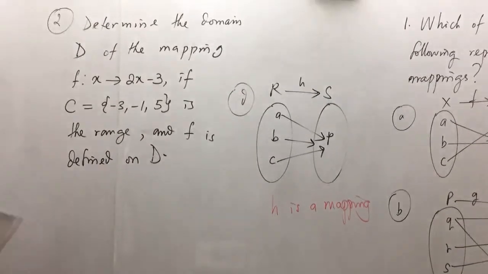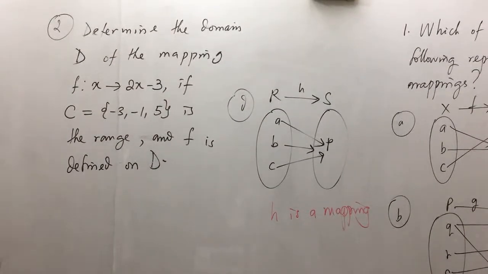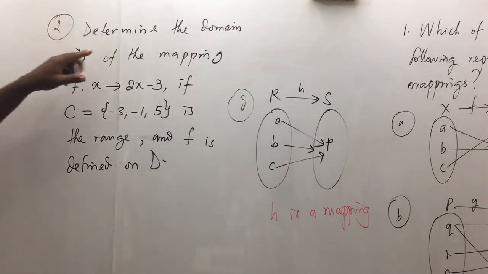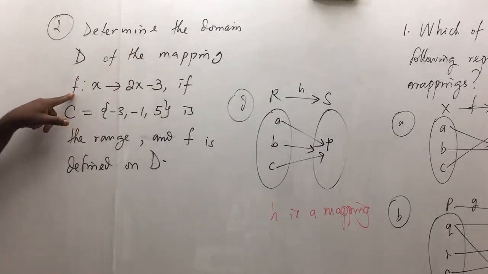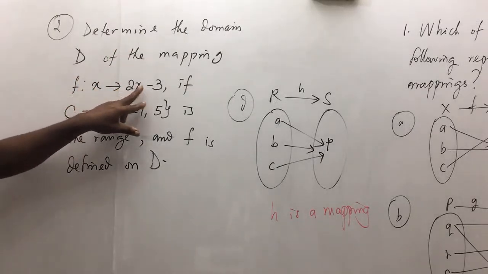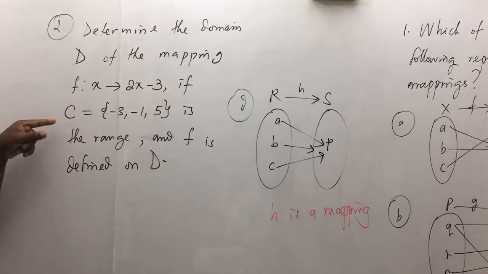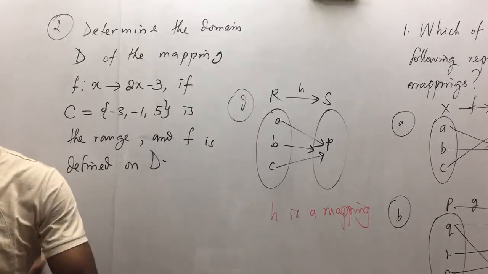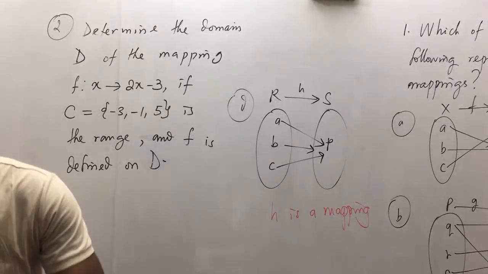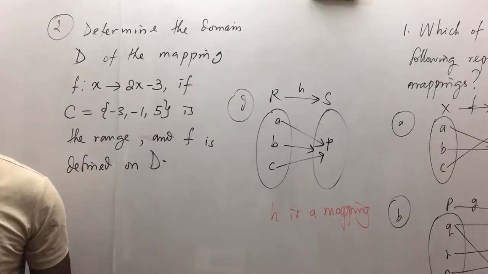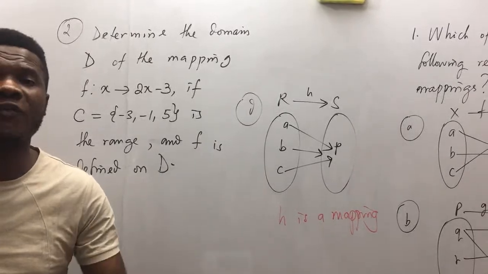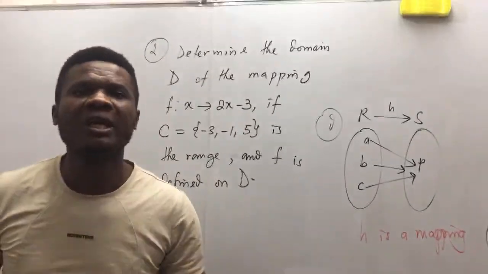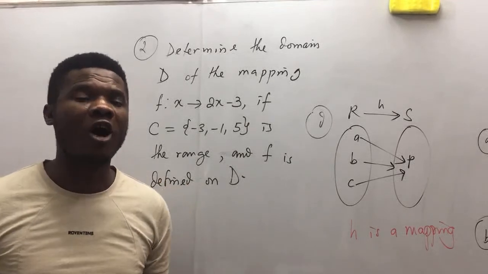So guys, this is question number 2. Let me read it out loud. It says, determine the domain D of the mapping f of x equals 2x minus 3 if C is the range. Now, do you remember what we said about the range in our previous class? Guys, what is the range of a mapping? The range of a mapping simply refers to a set containing all the images of that mapping. So the range is the set of all images of the mapping.